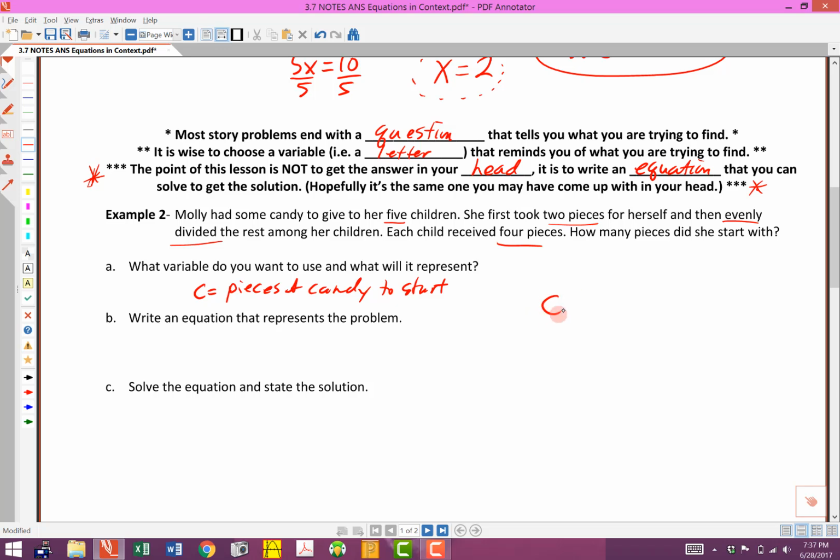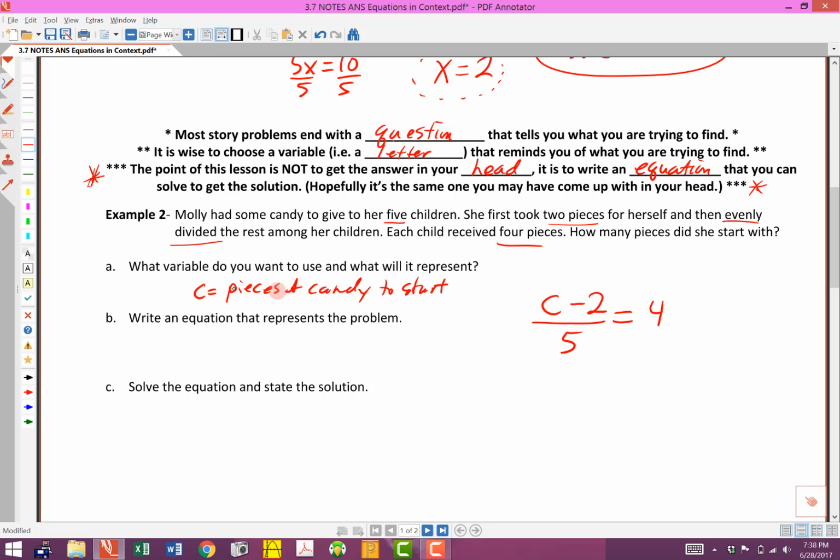So we're going to take that number of pieces of candy, and if she took 2 pieces for herself, she subtracted 2 pieces from how many there were. And then she evenly divided what was left among her children, and she's got 5 children. So if this is how many pieces of candy are left, all we do is divide that by 5. So if she's got 30 pieces left, each one gets 6. If she's got 50 pieces left, then each one gets 10 pieces. But it didn't say that. It said each child received 4 pieces, so this was equal to 4.